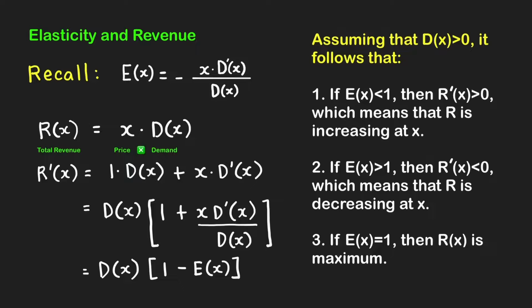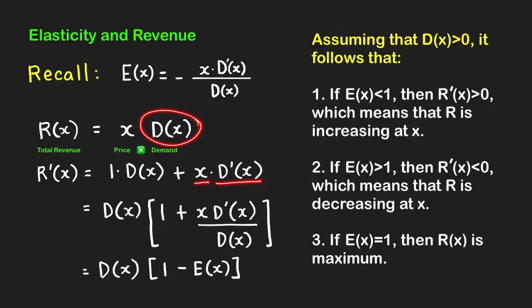By using the derivative of a product, we get that the derivative of the revenue function is equal to, we first take the derivative of the first factor, which is equal to 1, times the second factor, plus copy the first factor times the derivative of the second factor. So that is x times the derivative of D of x.